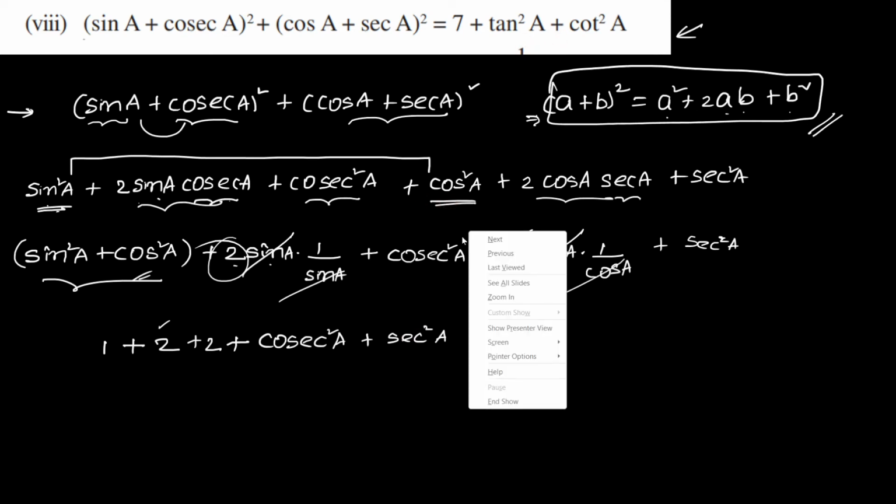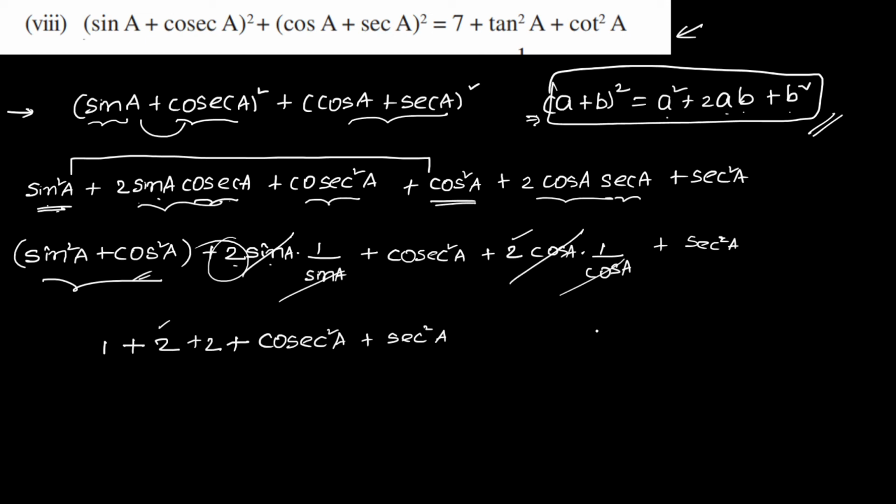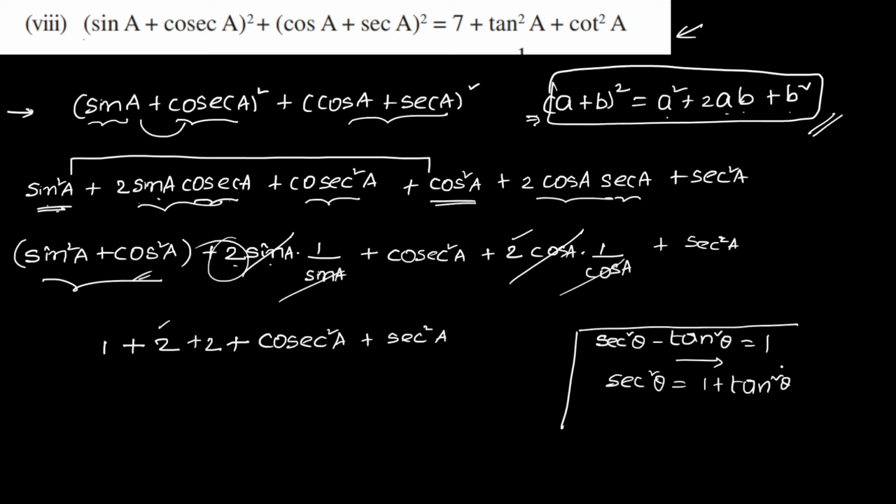Yes, what we have to do is convert them into tan and cot. How? From trigonometric identities 2 and 3 we have secant square theta minus tan square theta is equal to 1. So secant square theta can be written as 1 plus tan square theta. In a similar way, cosecant square theta minus cot square theta is equal to 1, so cosecant square theta can be written as 1 plus cot square theta.